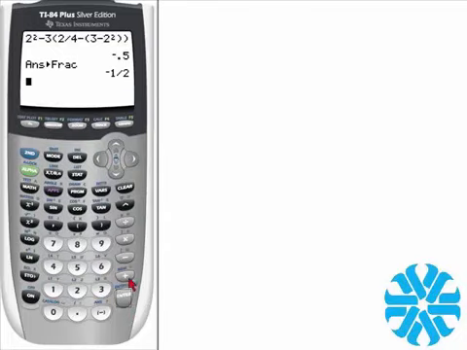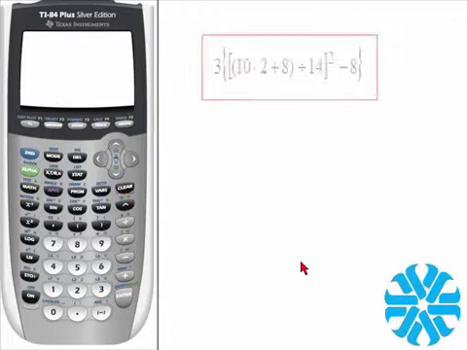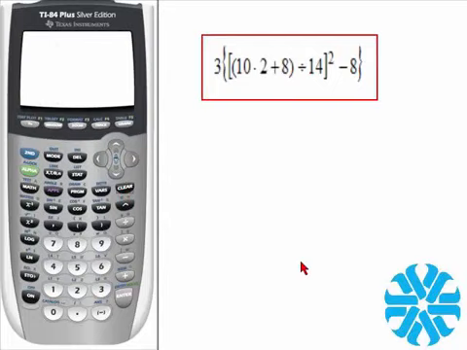So let's clear the screen and we'll move on to example number 3. Now this one's a little bit more complicated because we have a grouping symbol within a grouping symbol within a grouping symbol. This says to take 3 times the quantity of the quantity of the quantity 10 times 2 plus 8 divided by 14, then that quantity is squared, subtract 8.